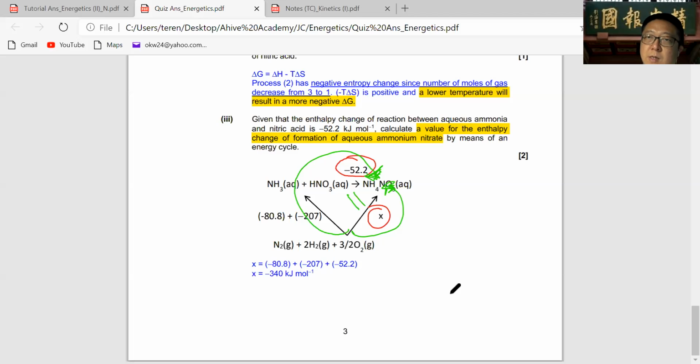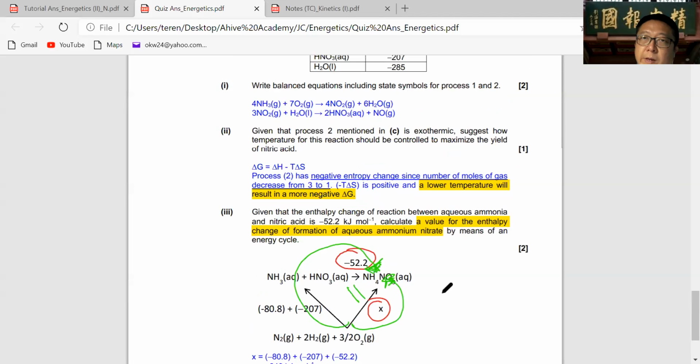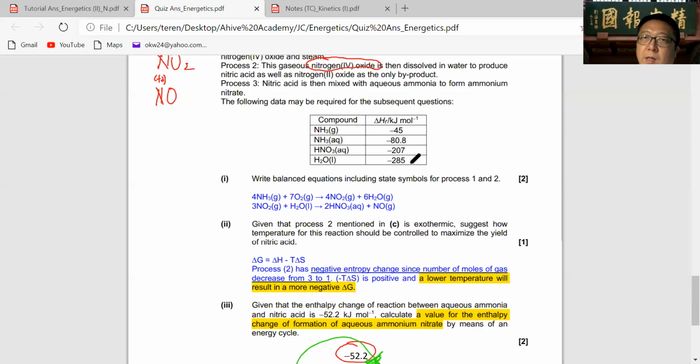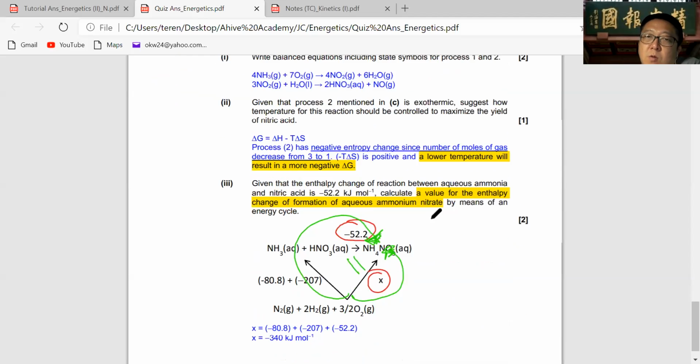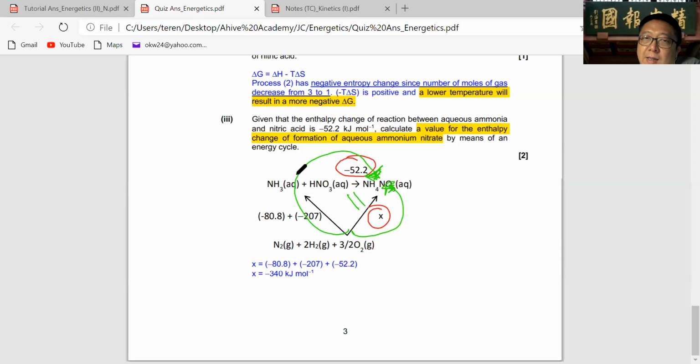So you learn something from this question. You may ask me why they give you so many enthalpy changes. Because they want to test whether you know what you are doing. That's why they give you a few decoys. Enthalpy change of formation of gaseous ammonia and enthalpy change of water, negative 285, are not used. Will it be possible for negative 45 to be used by a candidate? Yes. Why? Because they forget that this is aqueous ammonia.